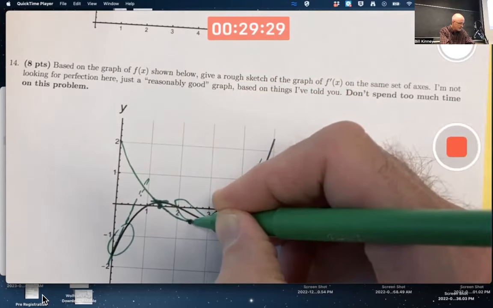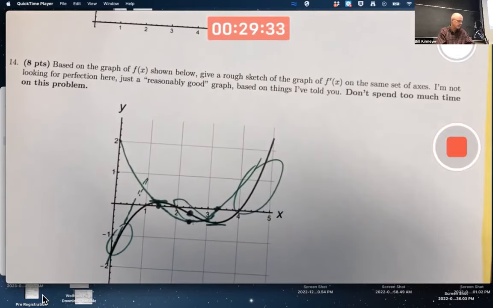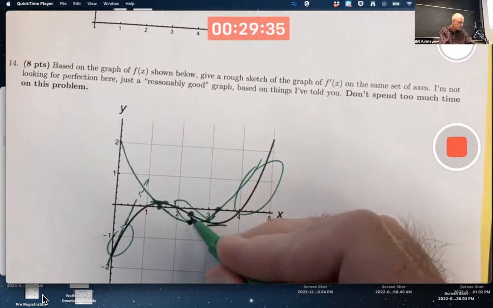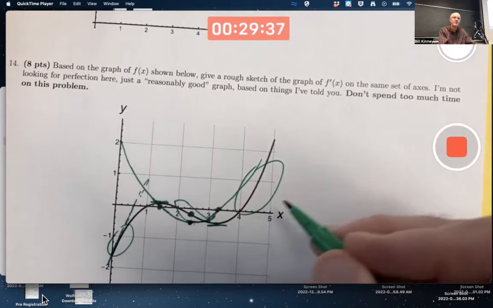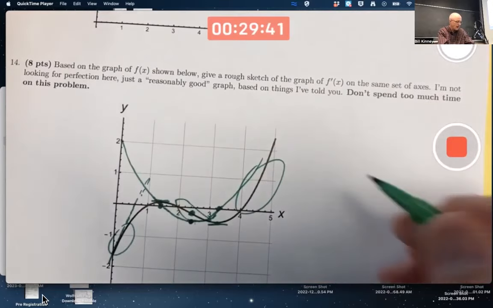And yeah, minimized near the inflection point of the original graph, or technically at the inflection point of the original graph, which is when x is right around 2.4 or so. Okay, so there's a reasonable graph of the derivative.